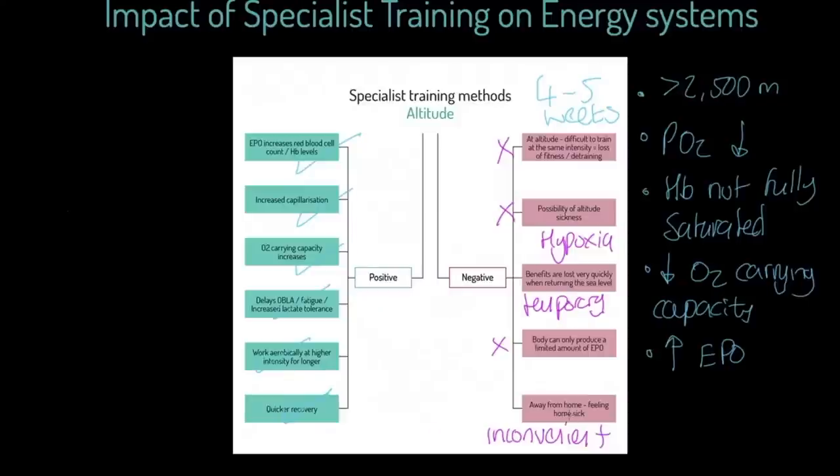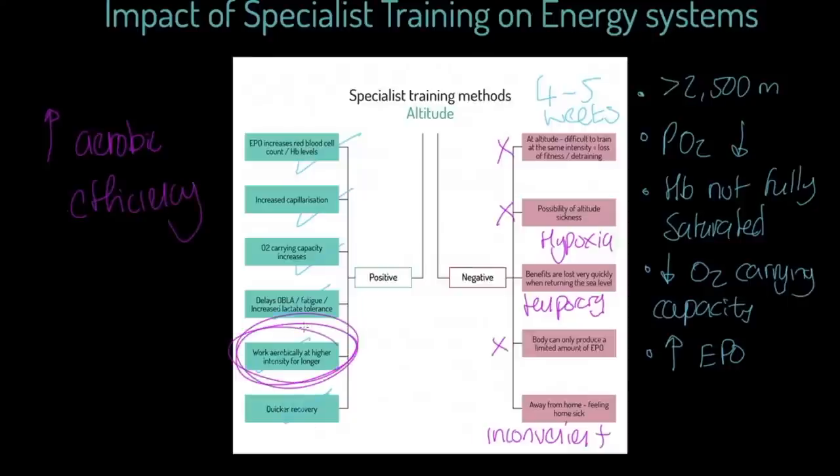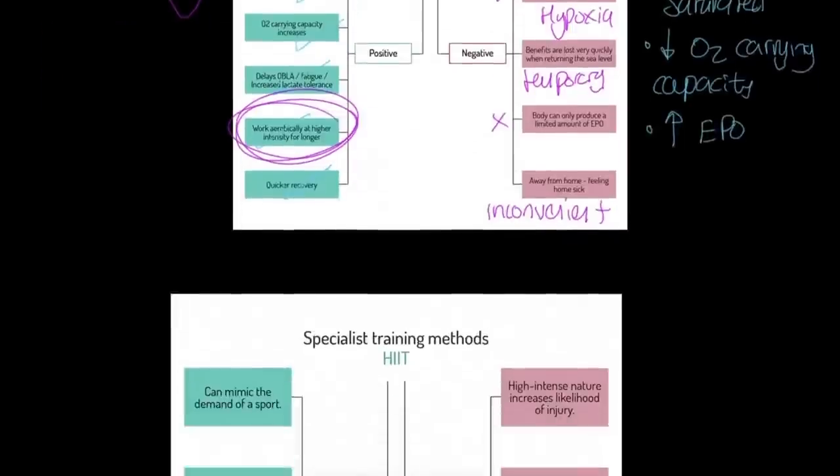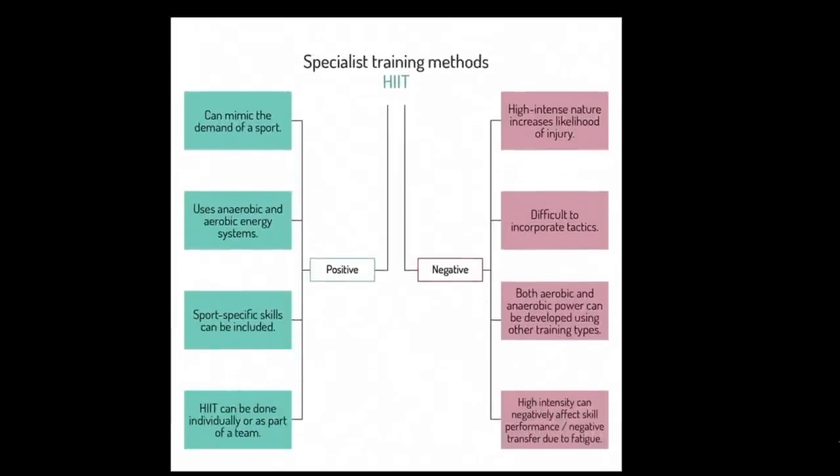And the impact, of course, on the energy system is we get the improved aerobic efficiency. Effectively, we say increased aerobic power. That's really what this summarizes, to be perfectly honest with you. Now, let's take this a little bit further before we change canvases. We're looking at HIIT. With HIIT training, I just want to go through the process with you.